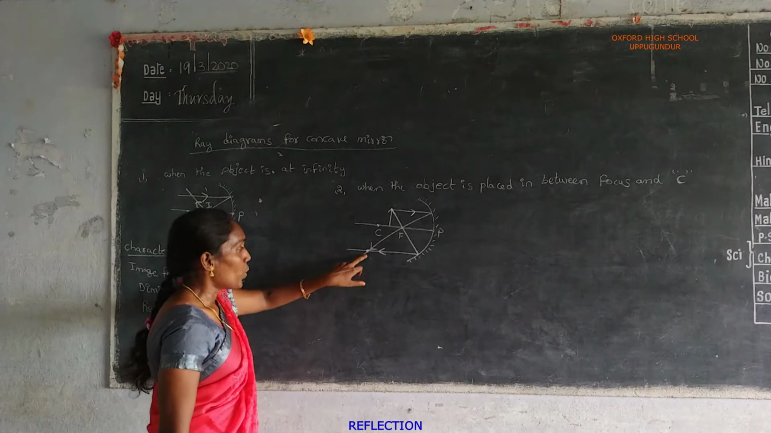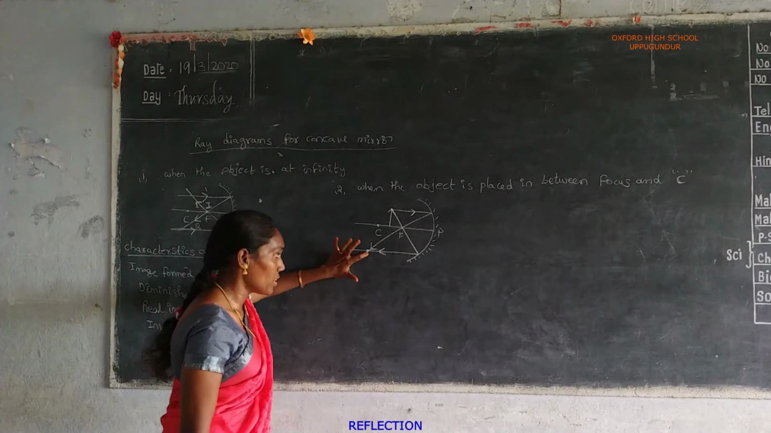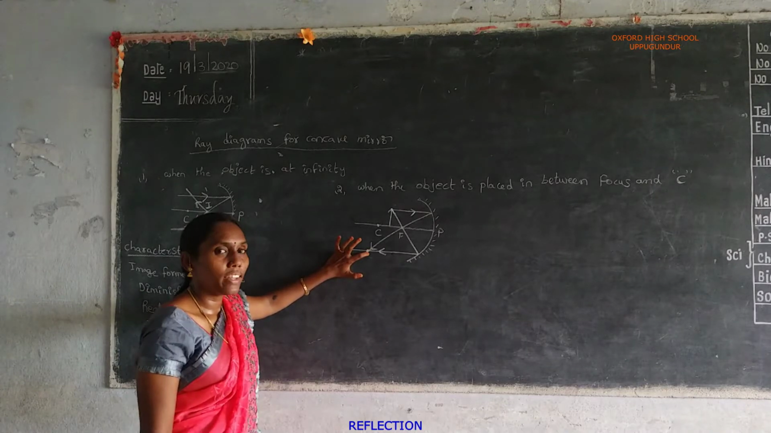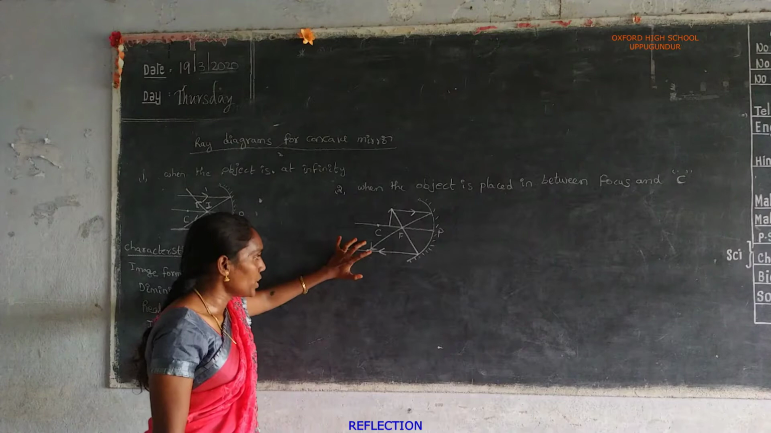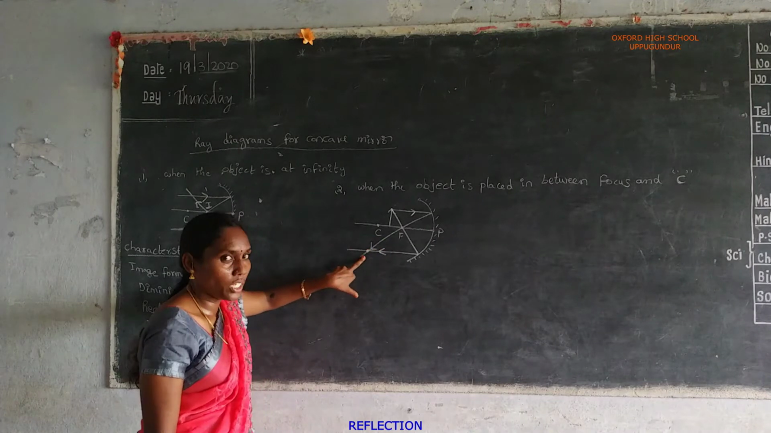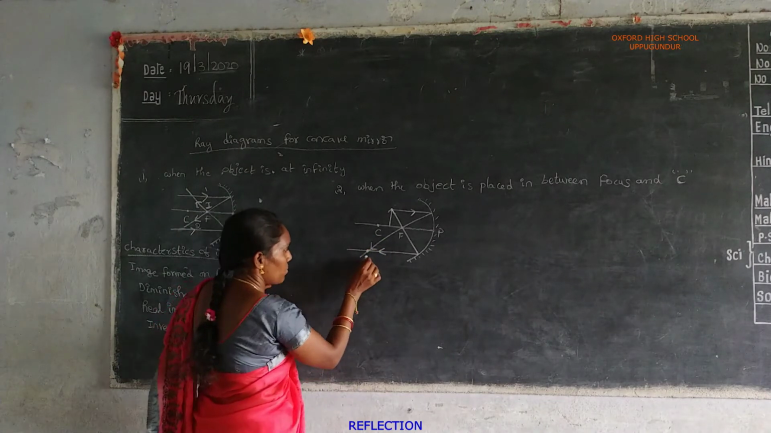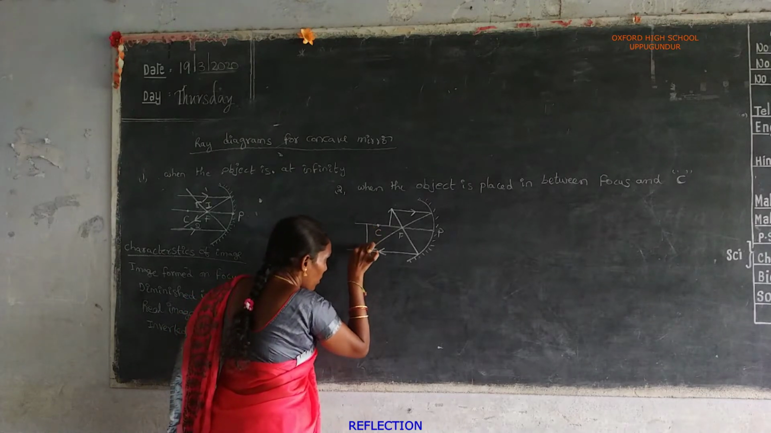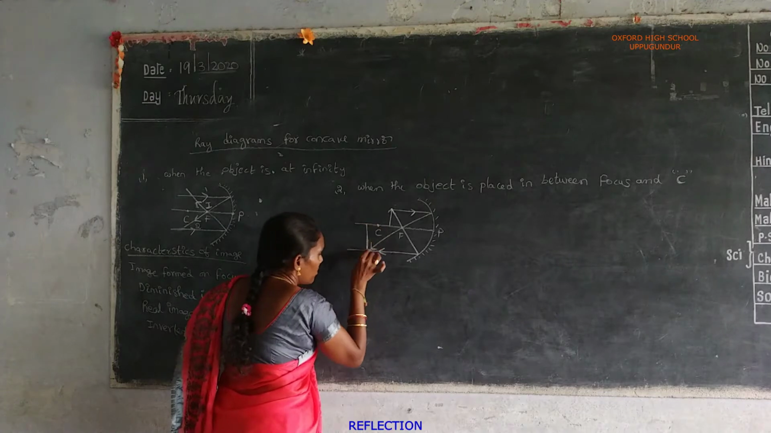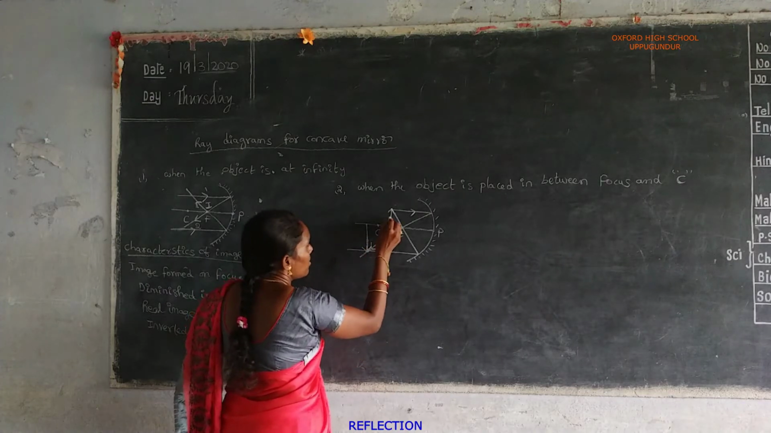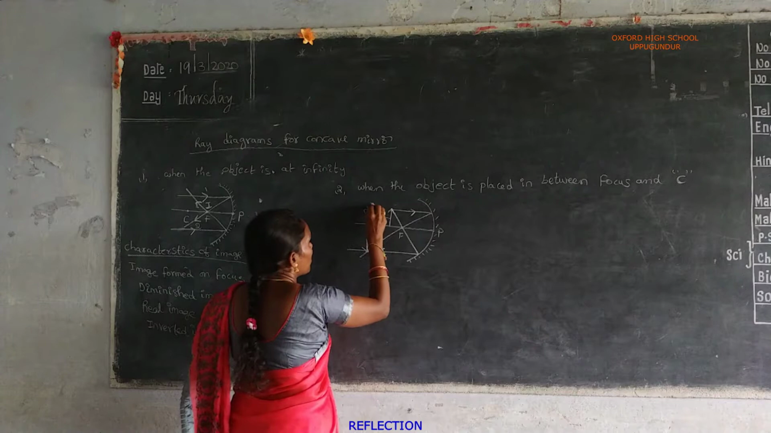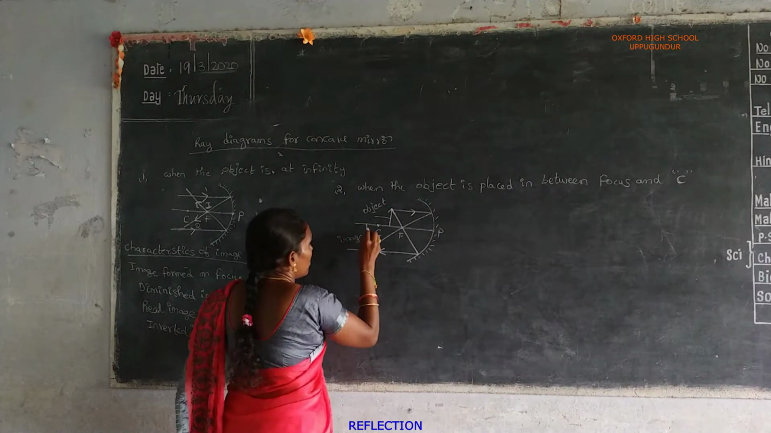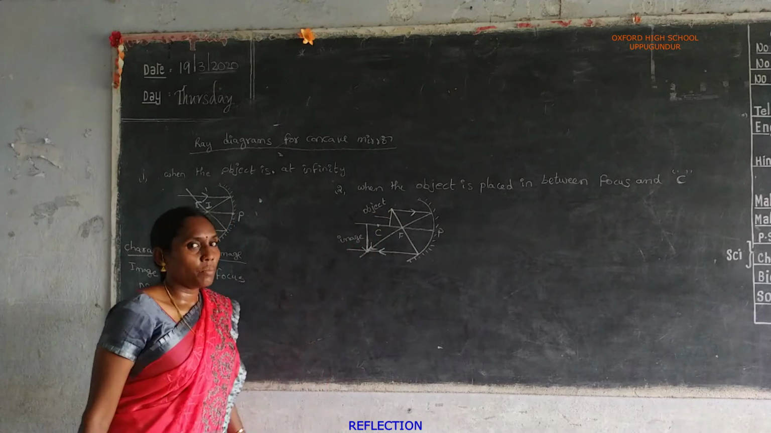Okay? The point where the two reflected rays meet should be called the image. The point where the two reflected rays meet gives the image. Here, the image is formed like this. This is the object, and this is the image.